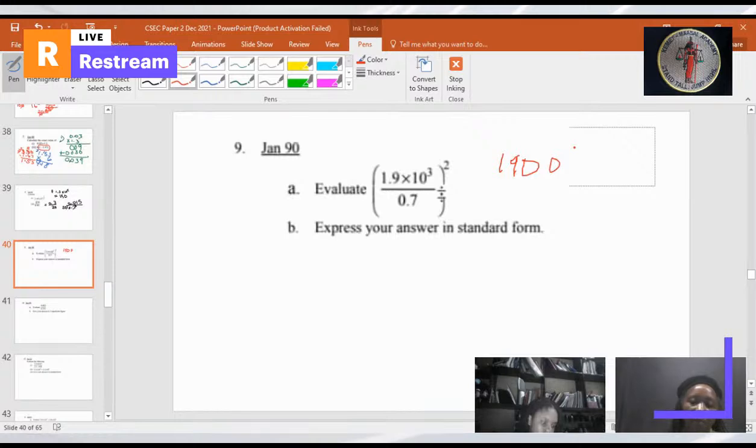Okay. So I'm asking you now, if I'm to square it. Not yet, Miss, because we have to do the bottom one first. 1,900 divided by 0.5.